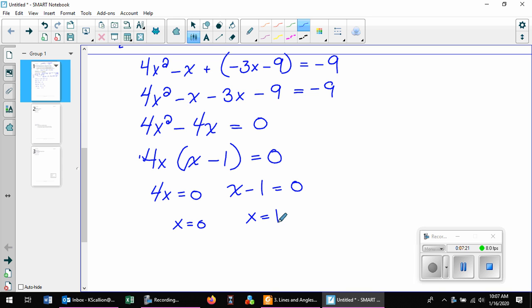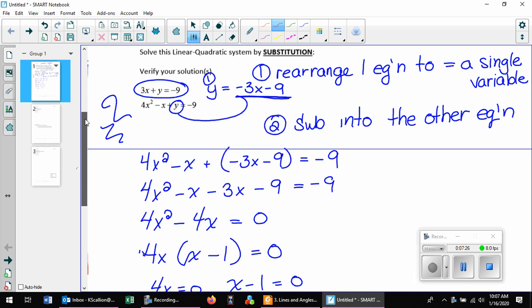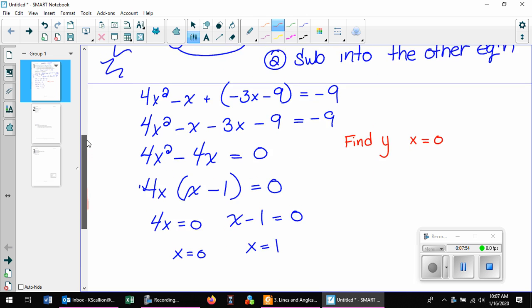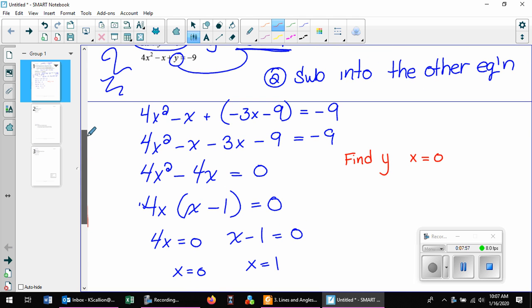Now that we've solved for x, we need to find y. Okay, so we're going to find y when x is equal to 0. And you can sub into either equation. You can sub into the parabolic one, or you can sub into the linear one. I'm going to sub into the quadratic. I want you guys to sub into the linear, and you should end up with the same answer.